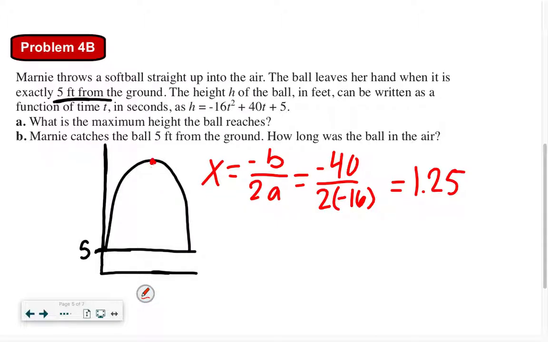So this point right here, I know the x is 1.25. So if it takes 1.25 seconds to get from 5 feet to the peak, how long is it going to go from the peak to 5 feet again when she catches it? 1.25. So how long is the ball in the air? 2.5 seconds. Everybody know where we got that 2.5 from?